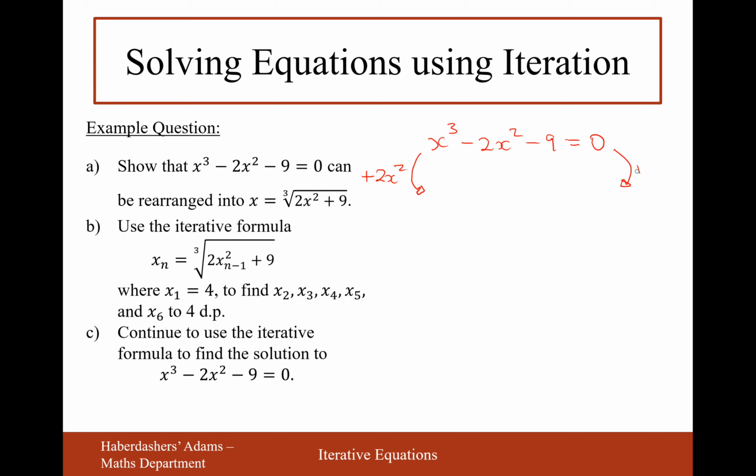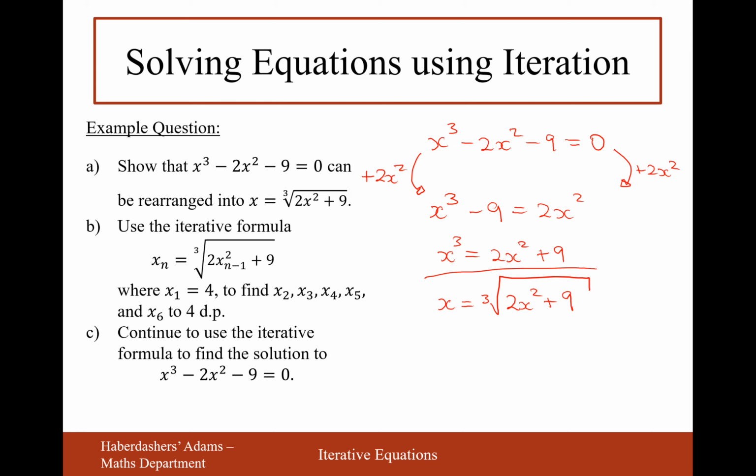So add 2x squared. And that will give me x cubed minus 9 equals 2x squared on the other side. We'll add 9 on both sides now, so that will give us x cubed equals 2x squared add 9. And then we'll cube root to get rid of this cube here, so it'll be the little 3 and then the square root symbol. But because it's got the little 3 on it, it's a cube root symbol. So there we are, we've done part A.